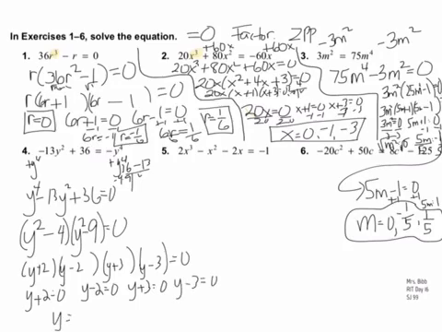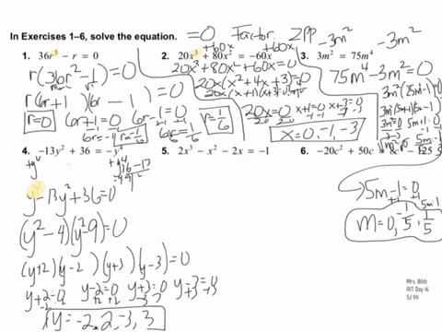So y is going to equal, subtract 2, that's negative 2, add 2, that's positive 2. Subtract 3, that's negative 3, and add 3, that's positive 3. So my 4 solutions, I want to point out really quick, because I have a degree of 4, are negative 2, positive 2, negative 3, and 3.